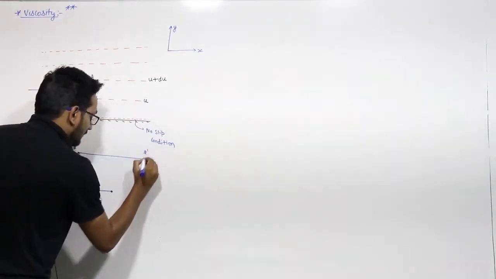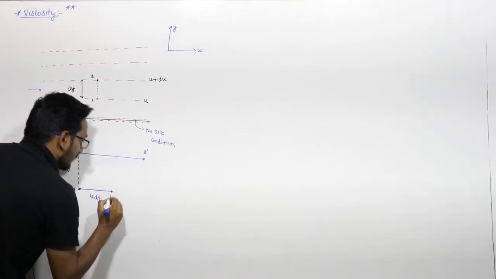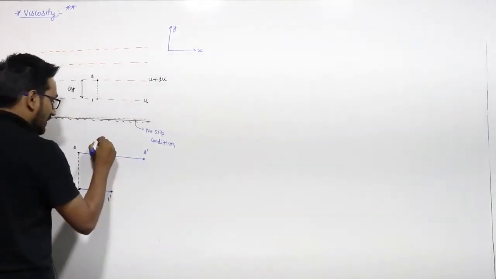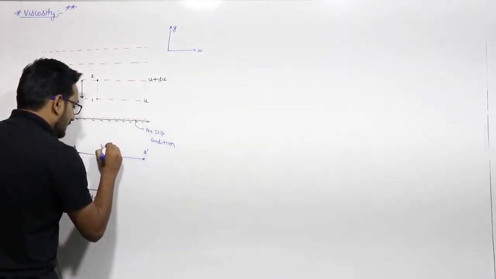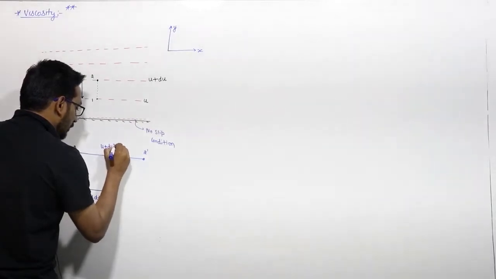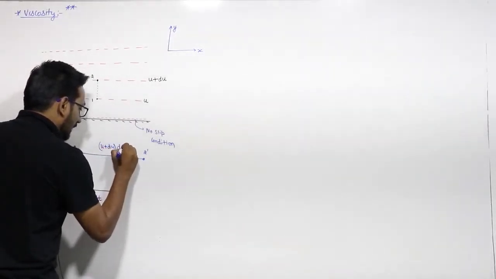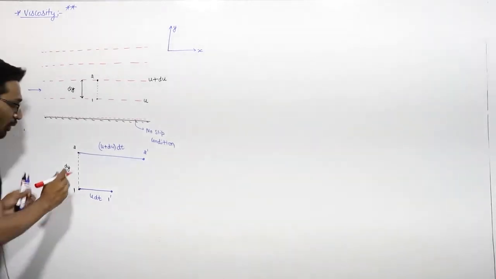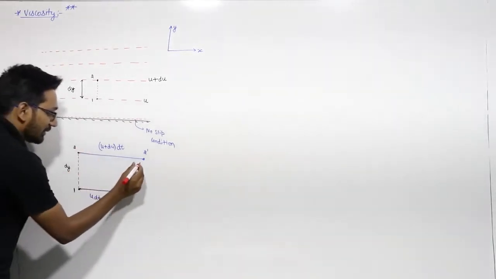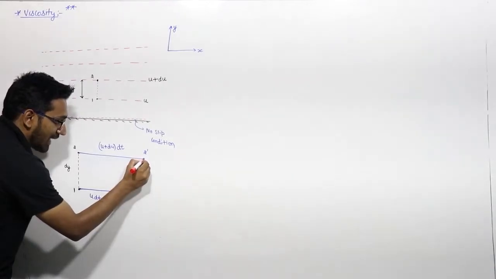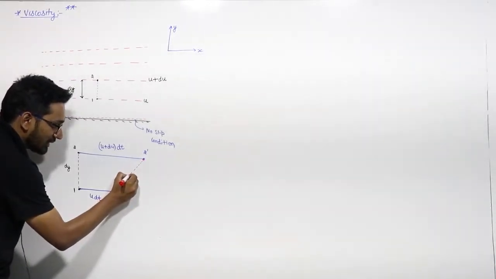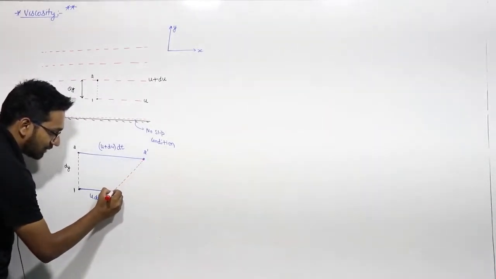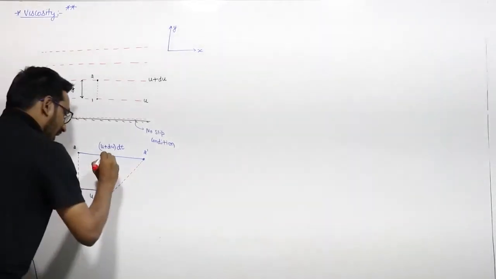Suppose this is 2 dash, this is 1 dash. How much is this distance? This distance is u plus du into dt. So after time dt, the angular deformation, we say that now this is the angular deformation.